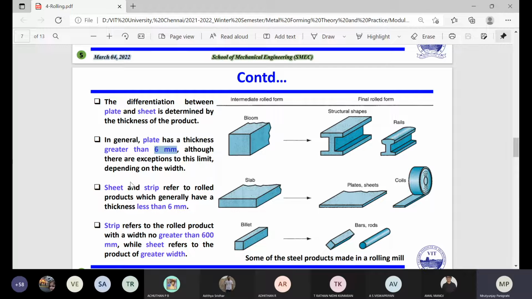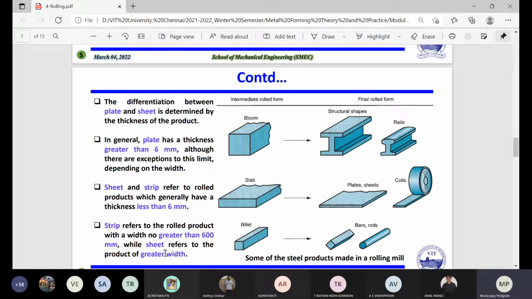Sheet and strip, as I refer to them, are rolled products, which are generally, okay, so this is a general term, then the second term defines a product. When we are talking about sheet and strip, the thickness is less than 6 mm. The plate is more than 6 mm. But if you want to define clearly, the strip refers to the rolled product with a width no greater than 600 mm. The moment you have less than 6 mm, you call it a strip, right?